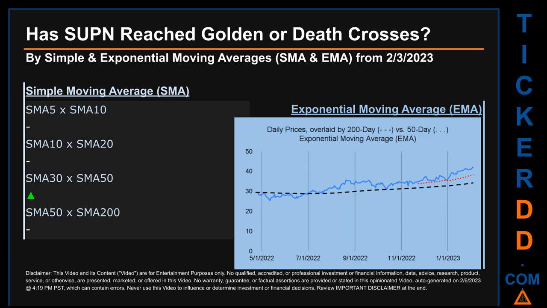Continuing with SMA, we looked across the 5 to 10, the 10 to 20, and the 30 to 50-day ranges to see if golden and death crosses had been reached. We found a golden cross signal for the 30 to 50. We could not find either a golden cross or a death cross signal for the 5 to 10, the 10 to 20, and the 50 to 200.